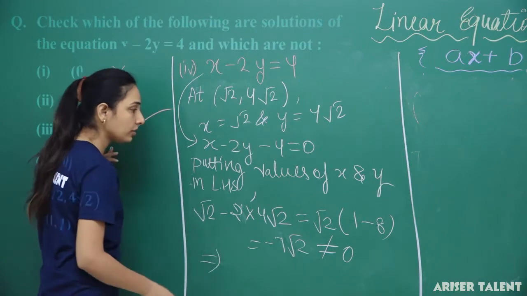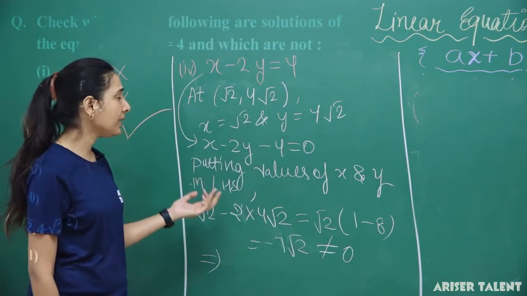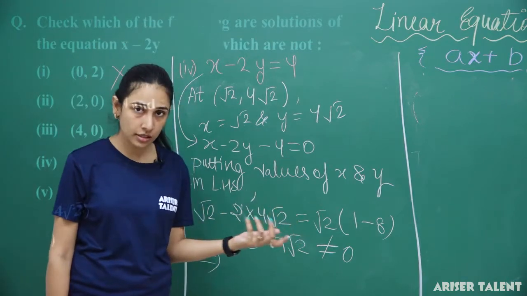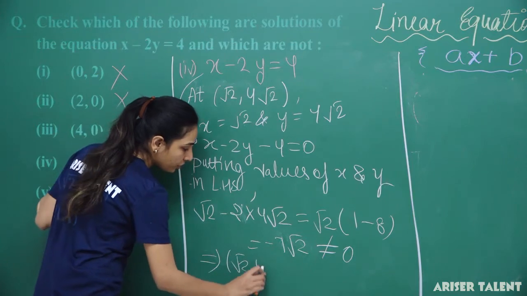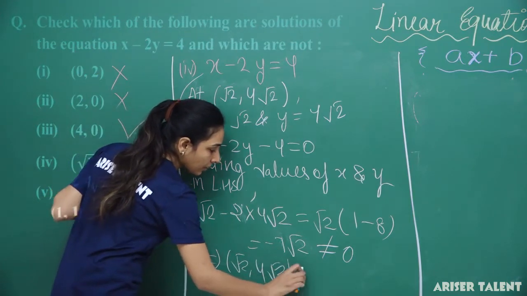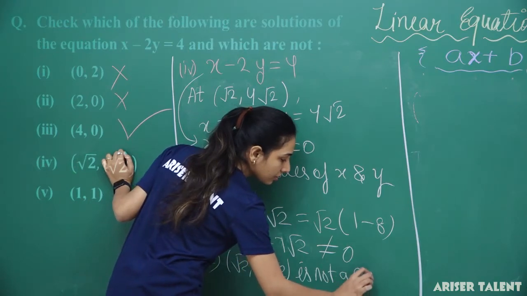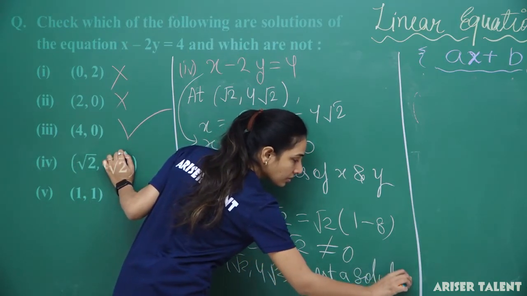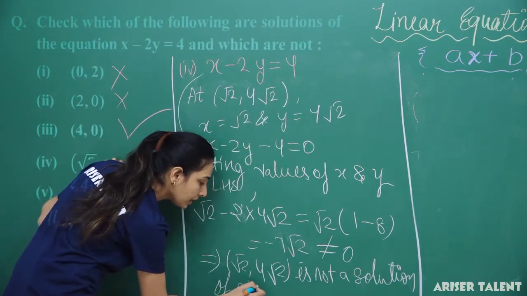Again, this implies what? It should be 0, but this is not equal to 0, so RHS is not equal to LHS. That means root 2 comma 4 root 2 is not a solution of the given equation.